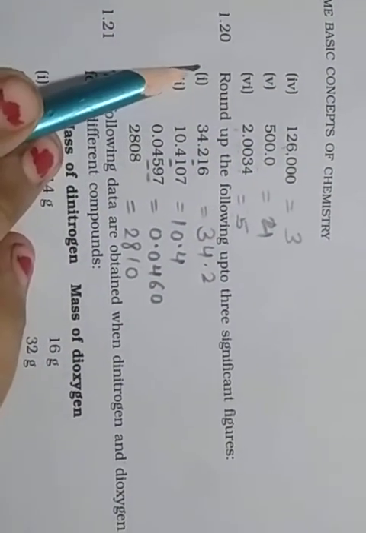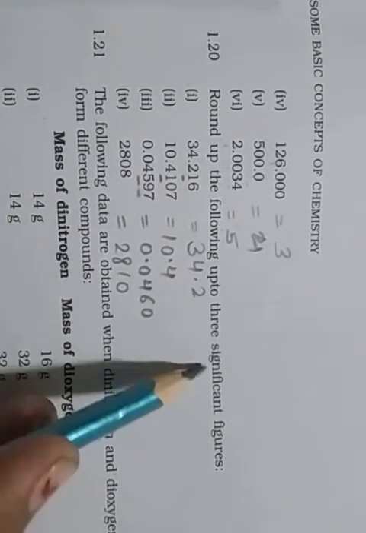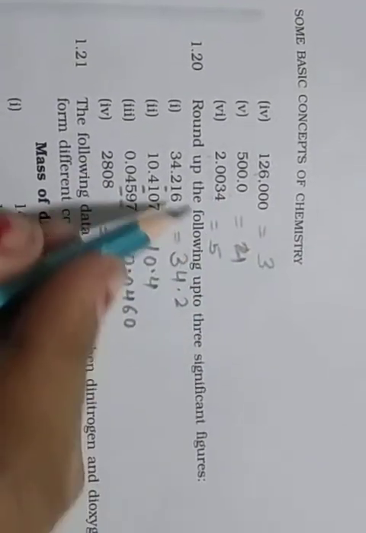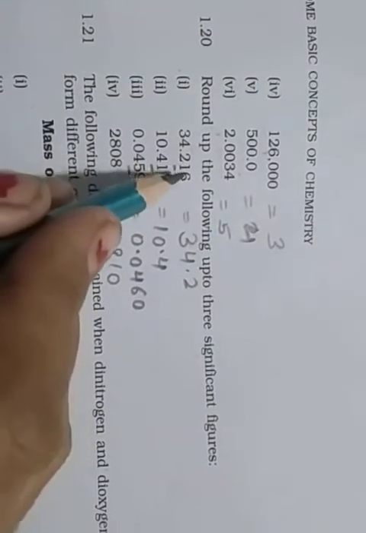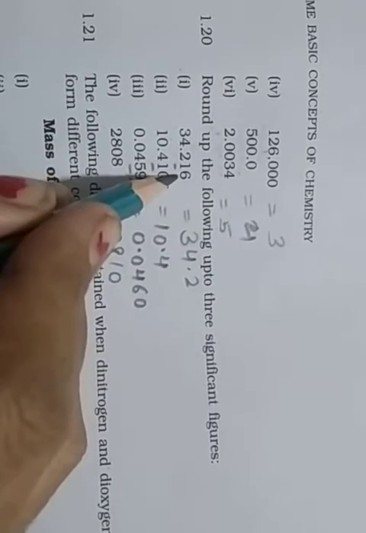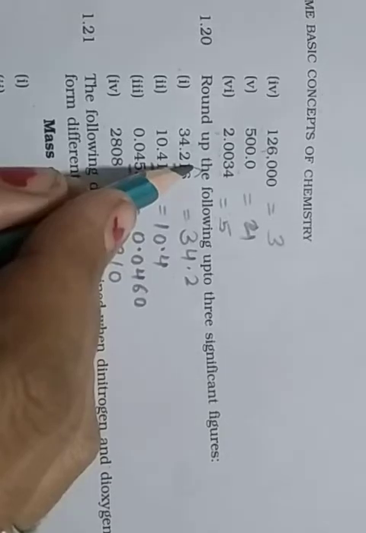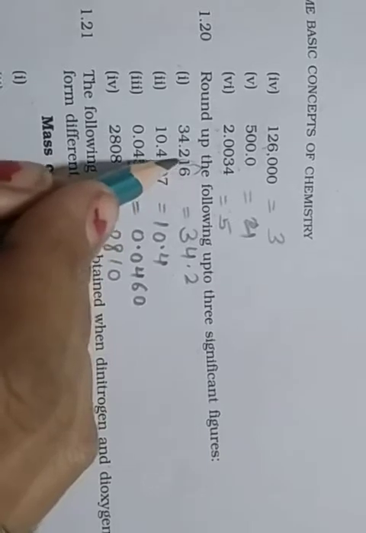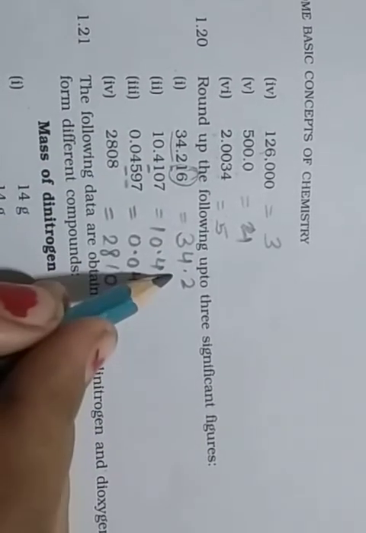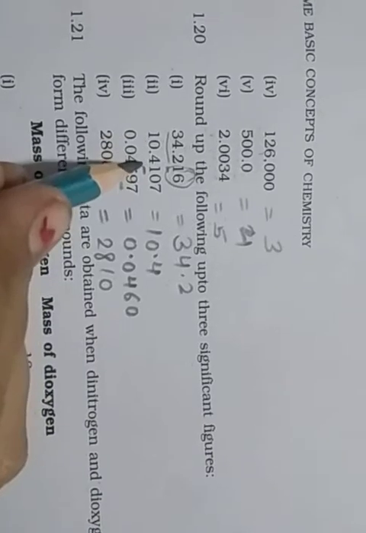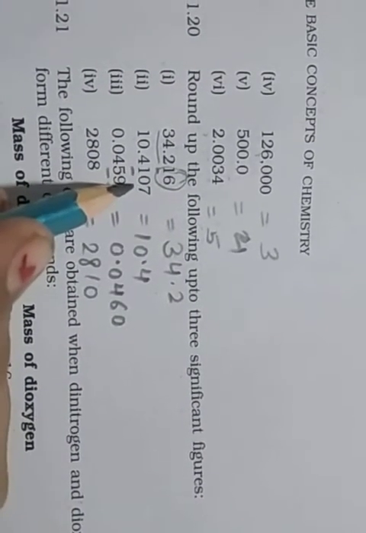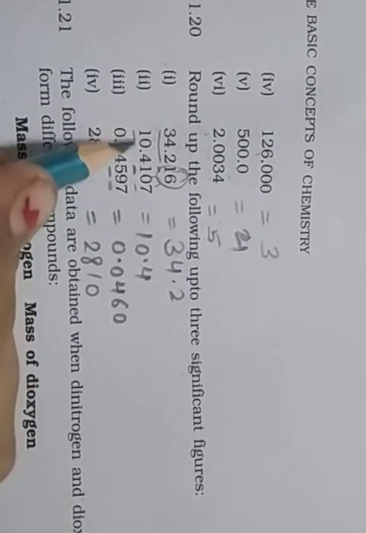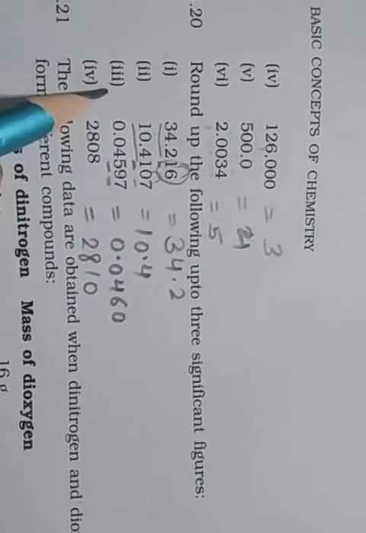Okay, question number 20, round up the following to 3 significant figures. So 34.216. Here the digit is 6, more than 5, so 1 increases on the left-hand side, that means 2. But here it is less than 5, so it is not necessary to write 16, we only have to write 34.2. Then next, 10.4107. This is 7, it increases 1, but here the digit is 1 only, less than 5, so we only write 10.4.